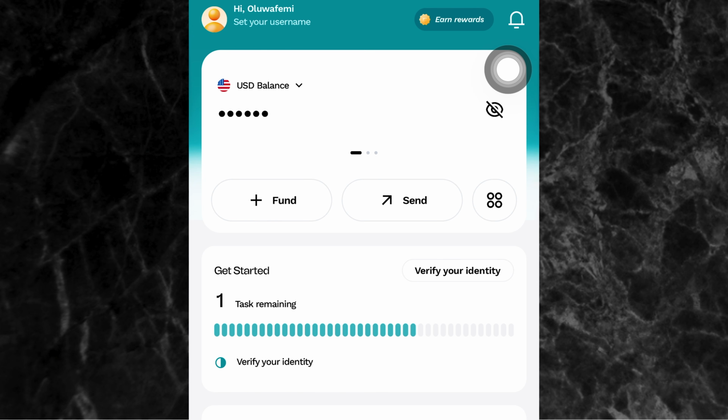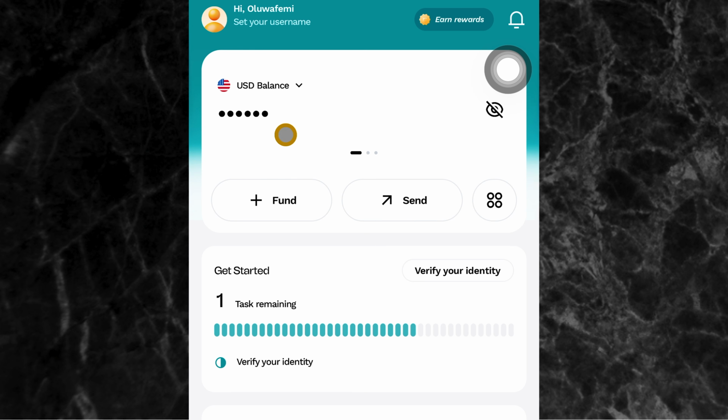For today's video, I'm going to be talking about the Risevest app and how you can invest and make money on the app. As you can see on the screen right here, this is the home page of the Risevest app. And in case you don't have an account on Risevest already, click on the link in the description below or go ahead and download the app on your App Store or Play Store and create an account.